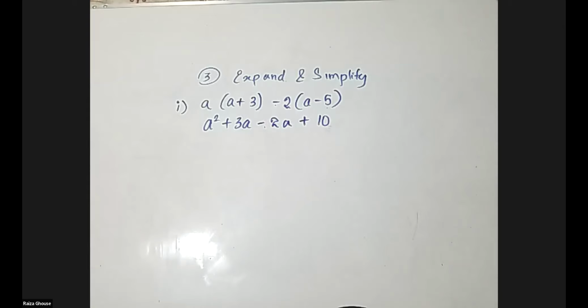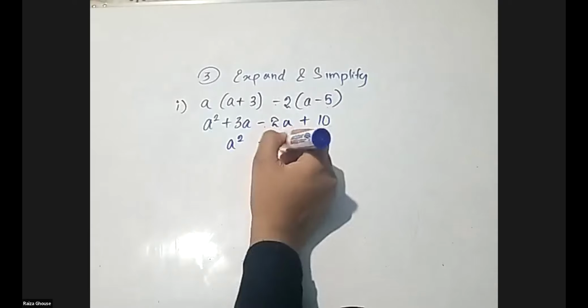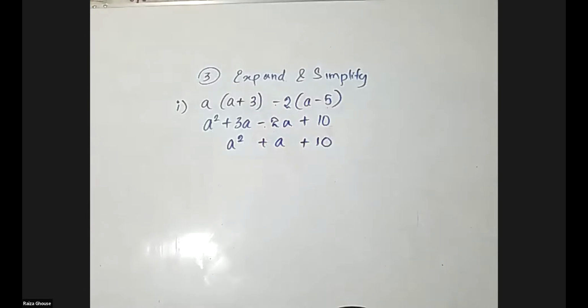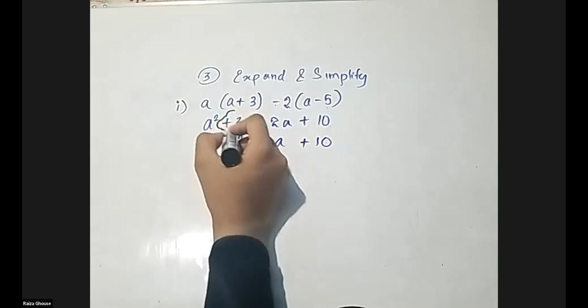That's all. Now, Sabiha, can you tell me what will be the next step? Guess. I know that you have not learned this part, maybe, but just guess. A squared plus A plus 10. She's telling A squared plus A plus 10. But how did she find that? Because 3A and 2A, I'll circle this part.